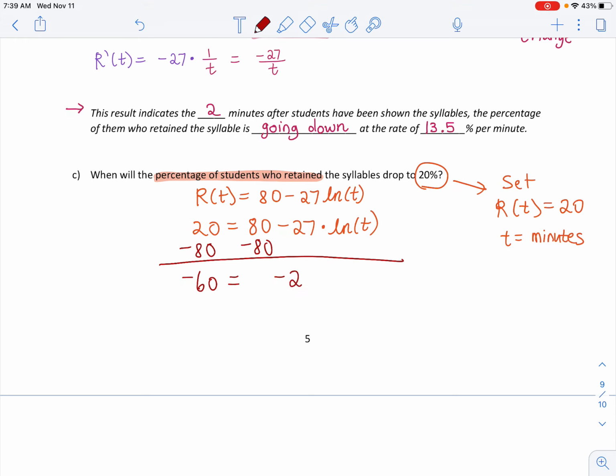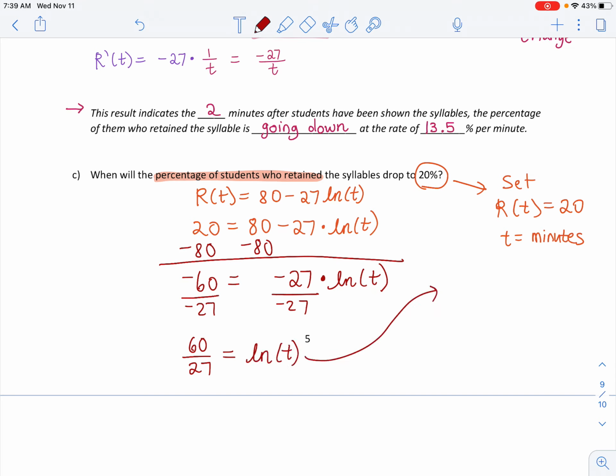Minus 60 equals negative 27 times natural log of t. Divide both sides by negative 27. So I got 60 over 27. I think I can simplify that, reduce that fraction, but I'm just going to go on. Okay? So if I rewrite this in exponential form, t is equal to e raised to the 60 over 27.